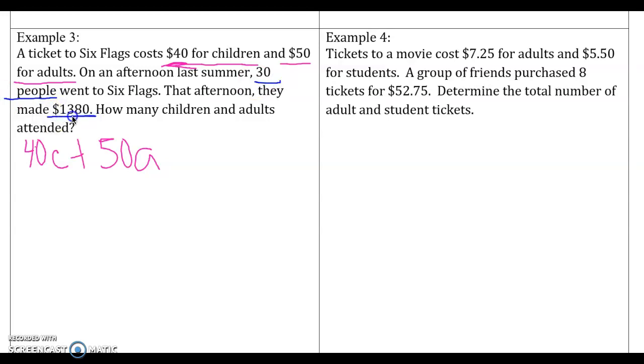On an afternoon last summer, 30 people went to Six Flags that afternoon. They made $1,380. Okay, so now we got to figure out what number goes here after my equal sign. Well, this is $40, so 40 times C plus 50 times A. These are both dollars. So that will tell us which number to use. We're going to use the number that has the dollars, which is 1380.